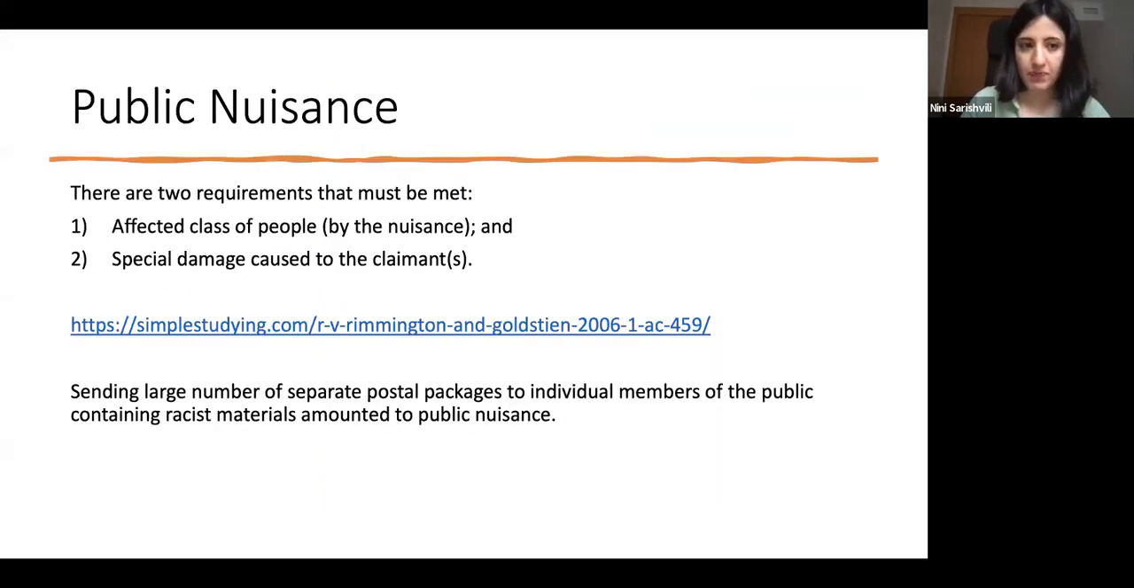Public nuisance, there are two requirements. Firstly, there must be an affected class of people by the nuisance, and secondly, special damage must have been caused to the claimant. This is the case for public nuisance, and it is highly recommended that you have a look at this case after the session when you receive the slides. Sending a large number of separate postal packages to individual members of the public containing racist materials amounted to public nuisance in the case of Rimington and Goldstein.